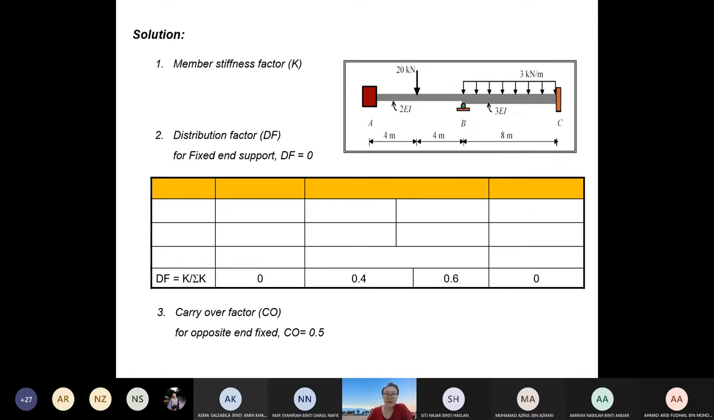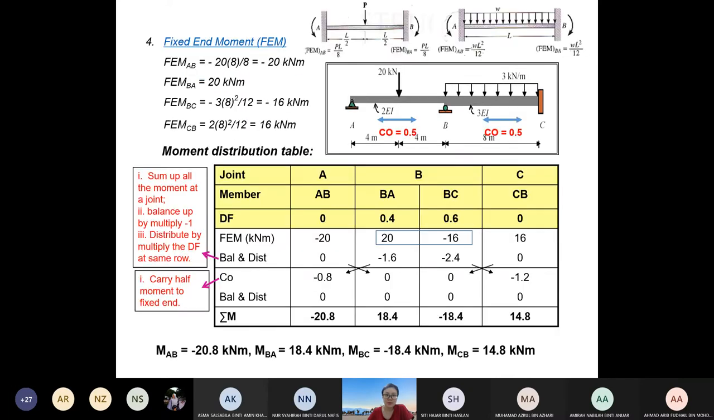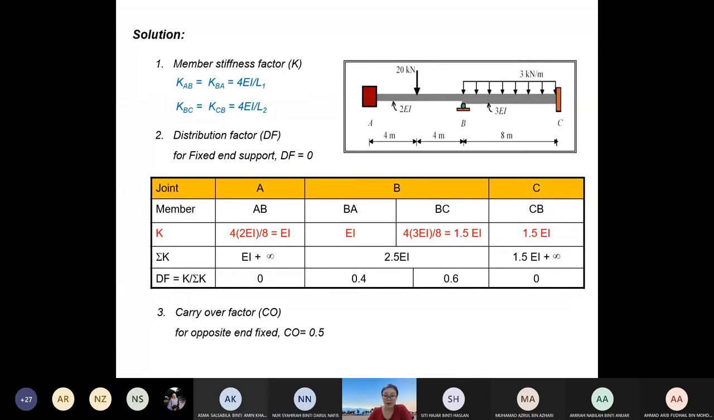So next, let me talk about the carryover factor. I advise all of you to draw the carryover arrow on your real case, before you start your moment distribution table. Just draw an arrow if you are able to transfer the moments to that joint. For example, A to B, can the moment at A transfer to B? Class? Yes.